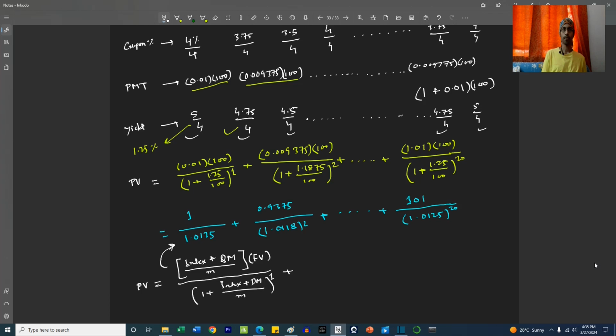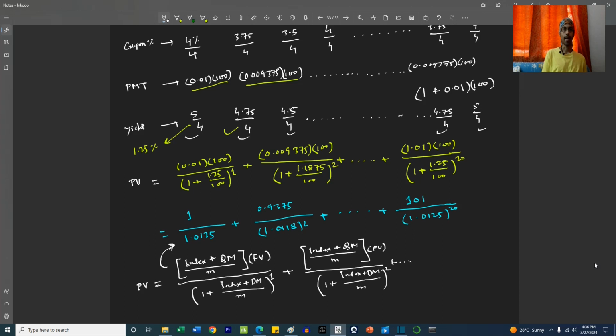Now for the second one, again index plus QM. QM and discount margin here do not vary. The index keeps on varying, that's why the entire value is varying, right? So index plus QM by M into FV, by 1 plus index plus DM by M to the power 2, for this period number 2.